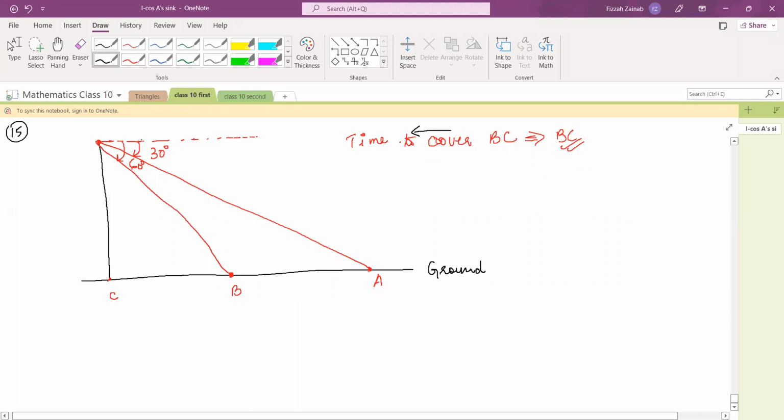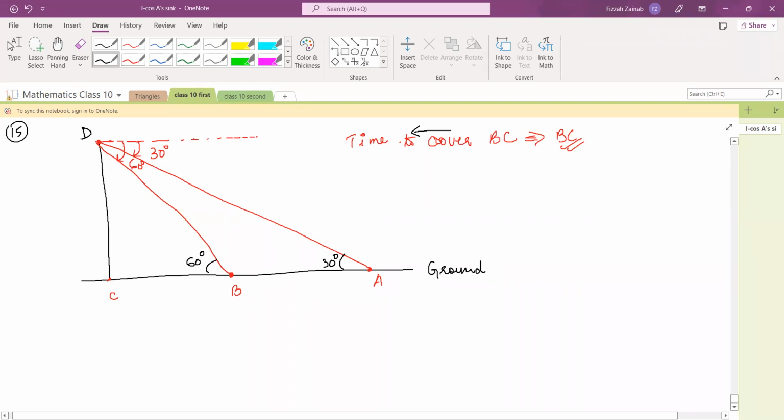So angle of depression, if this is 60, so that means this is 30 degree, alternate interior angles. Similarly, this angle is 60, so this is going to be 60. Clear? This is ABC. Let me call it D. Okay, that's it.